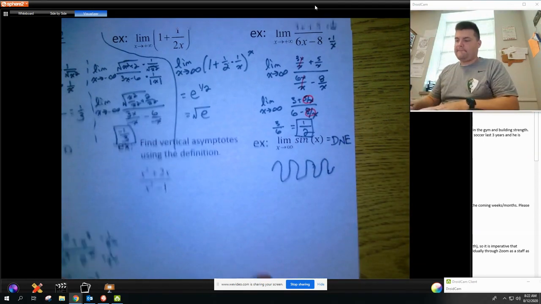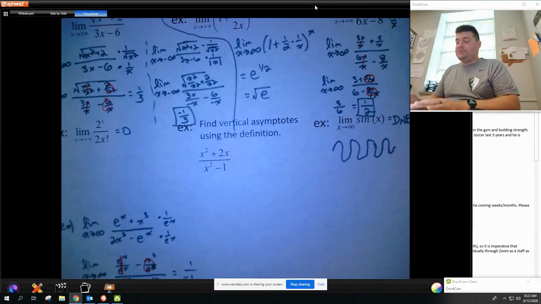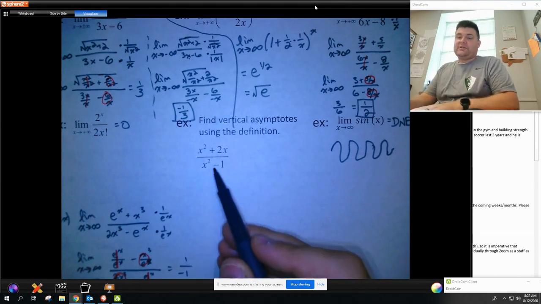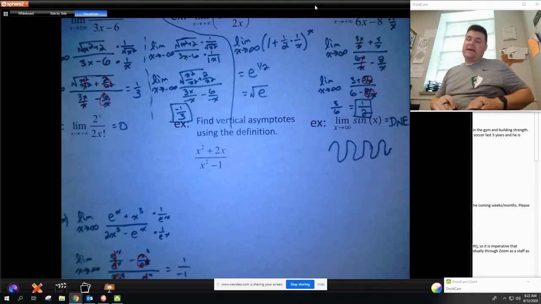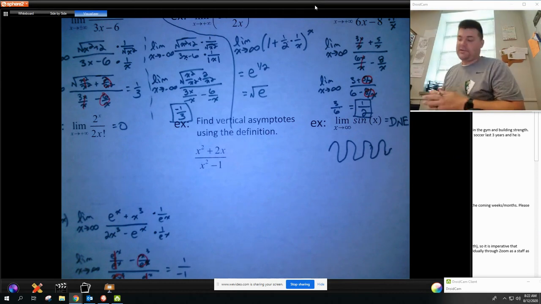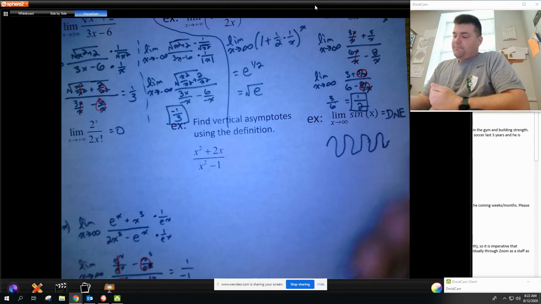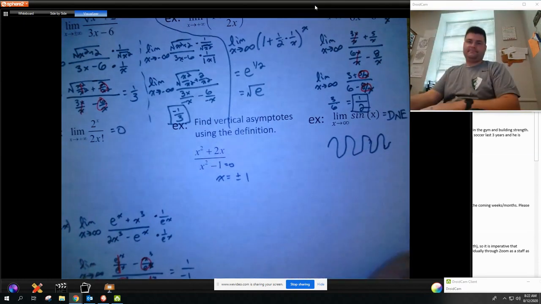All right. Last one here is just finding vertical asymptotes using the definition. For this one, we can use our math skills we learned before to figure out what the asymptote should be, but then we're going to have to put them in the form of the definition. To find a vertical asymptote, if the bottom of a fraction is equal to 0, it's a vertical asymptote. So I'm going to get x to equal plus or minus 1.